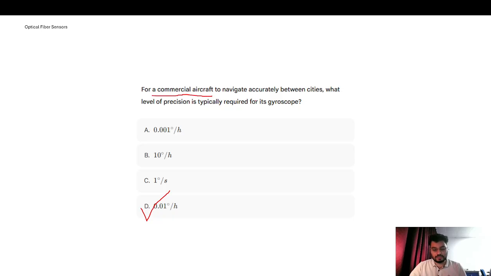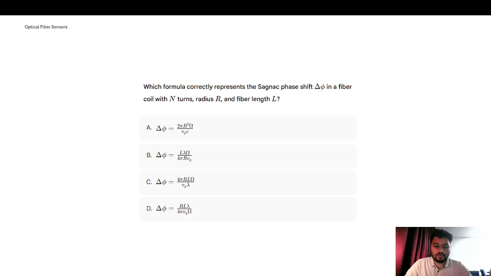Moving towards the next thing, which formula correctly represents the Sagnac phase shift del phi in a fiber coil with N turns, the radius R and the fiber length L? So we have already discussed this one as well. This is the correct answer: 4 pi R L omega divided by nu g lambda.